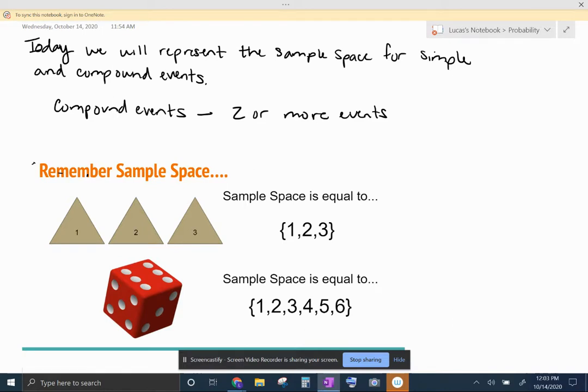So remember what sample space is. Sample space represents all possible outcomes for a specific scenario. So let's say I was hiding a car underneath one of these cones. You would have the total possibilities, or the sample space, from everything you can choose: you could choose either cone 1, cone 2, or cone 3. There are three elements in this sample space.